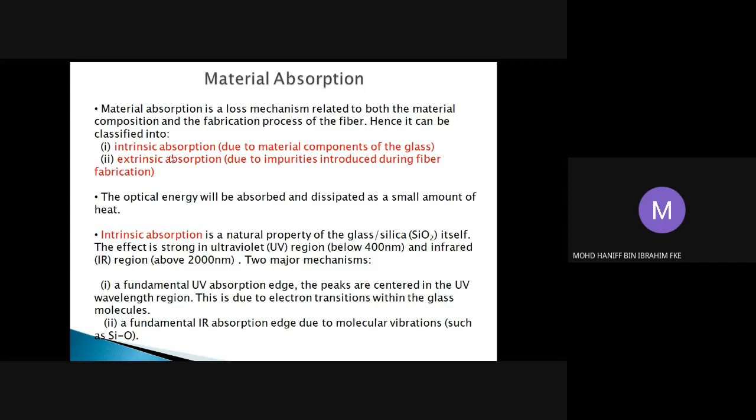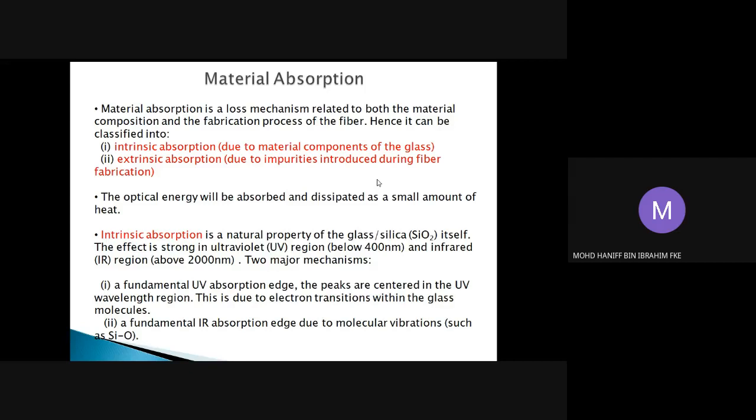And this is classified into two types here. The first one is intrinsic absorption, which is based on the material components. And the second one is extrinsic absorption, which is due to impurities introduced during the fabrication. During fabrication, we have a lot of impurities which cannot be controlled. Although we try to do it in a very clean environment, you're still going to have impurities produced in the fiber optics. We cannot get 100% clean or perfect fiber optics. Some impurities are still there in the structure.